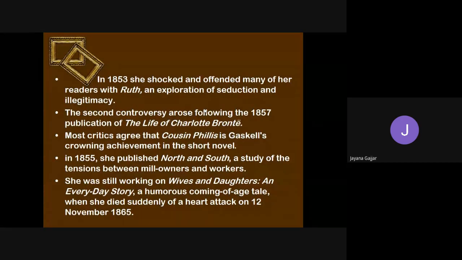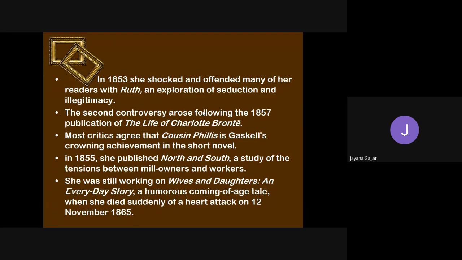Now, most critics would say that Cousin Phillis, that is a name, is the crowning achievement in the short novel. And in 55, she published North and South, which is a study of tensions between mill owners and workers. So this again can be asked, North and South is about what? She was still working on Wives and Daughters, an Everyday Story, that's the name of the work. It was a humorous coming of age tale, but she died of a stroke before she could finish it.